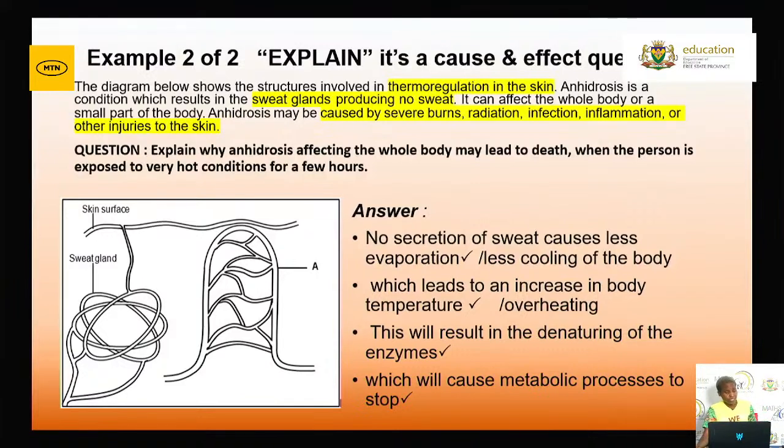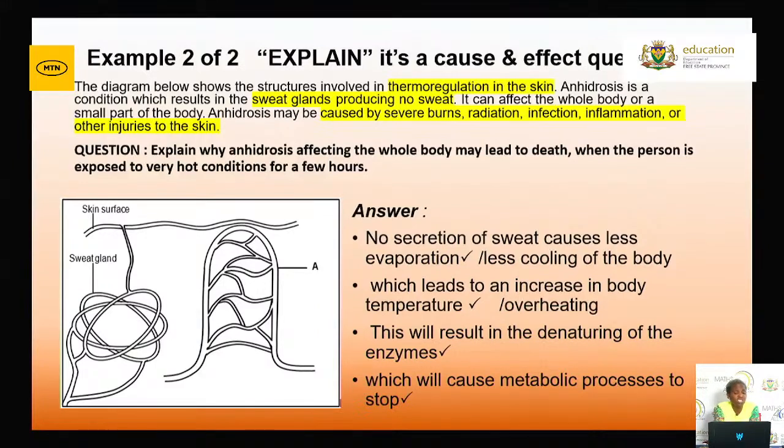And then we move to example number 2, and this one has to do with explain. Please, learners, remember that it is a cause and effect question. And I also have an example here. It is based on thermoregulation. It is as follows. The diagram below shows the structure involved in thermoregulation in the skin.